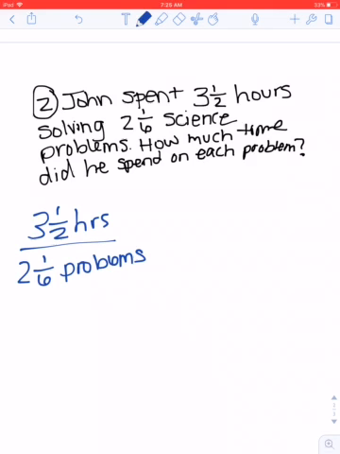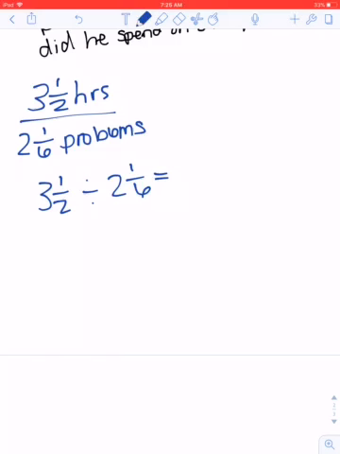We cannot divide like this, so we're going to rewrite it so that I have 3 1/2 divided by 2 1/6. Same thing, can't divide fractions, so I'm going to use copy-flip. But before I use copy-flip, I have to change these to improper fractions. So remember, we multiply by the bottom and add to the top. 3 times 2 is 6, plus 1 is 7, so I get 7/2 divided by, same thing over here, 6 times 2 is 12, plus 1, we get 13/6.